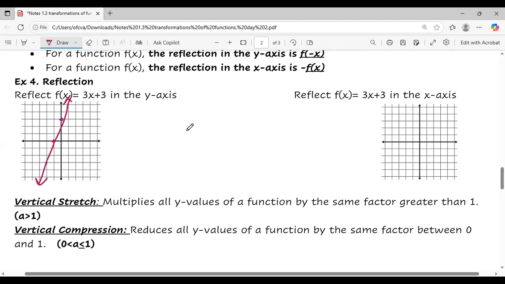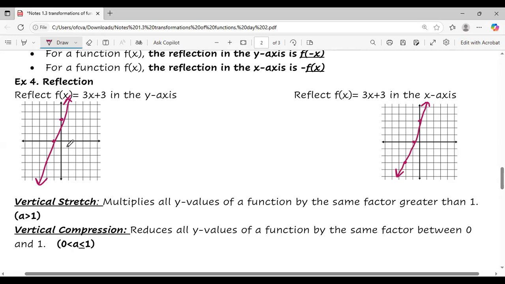So that's my graph. And I'm going to do the same thing here since it's the same line, right? We're working with the same equation. I'm going to plot a 3. That's my y-intercept. And then I have a slope of 3 over 1. That's the same as negative 3 over negative 1. So I have the original. So here's the original. Now, this one is telling me to reflect it in the y-axis.